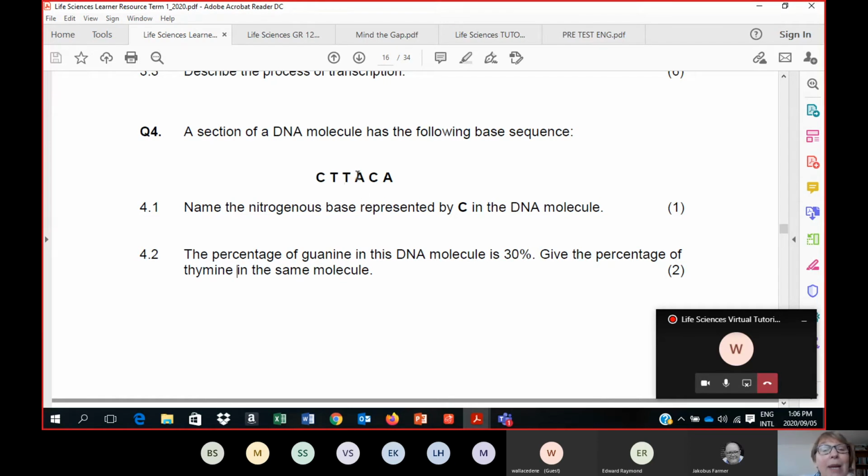Then opposite A, adenine and thymine bond together, so we'd be tempted to write down T. But of course, we've got to remember that RNA doesn't have a T, it's got uracil instead. So opposite A, you're going to have uracil, a U. Opposite C, you're going to have a G, which is guanine. And opposite A, again, you're not going to have thymine, you're going to have uracil. So the answer would be G, A, U, G, U.